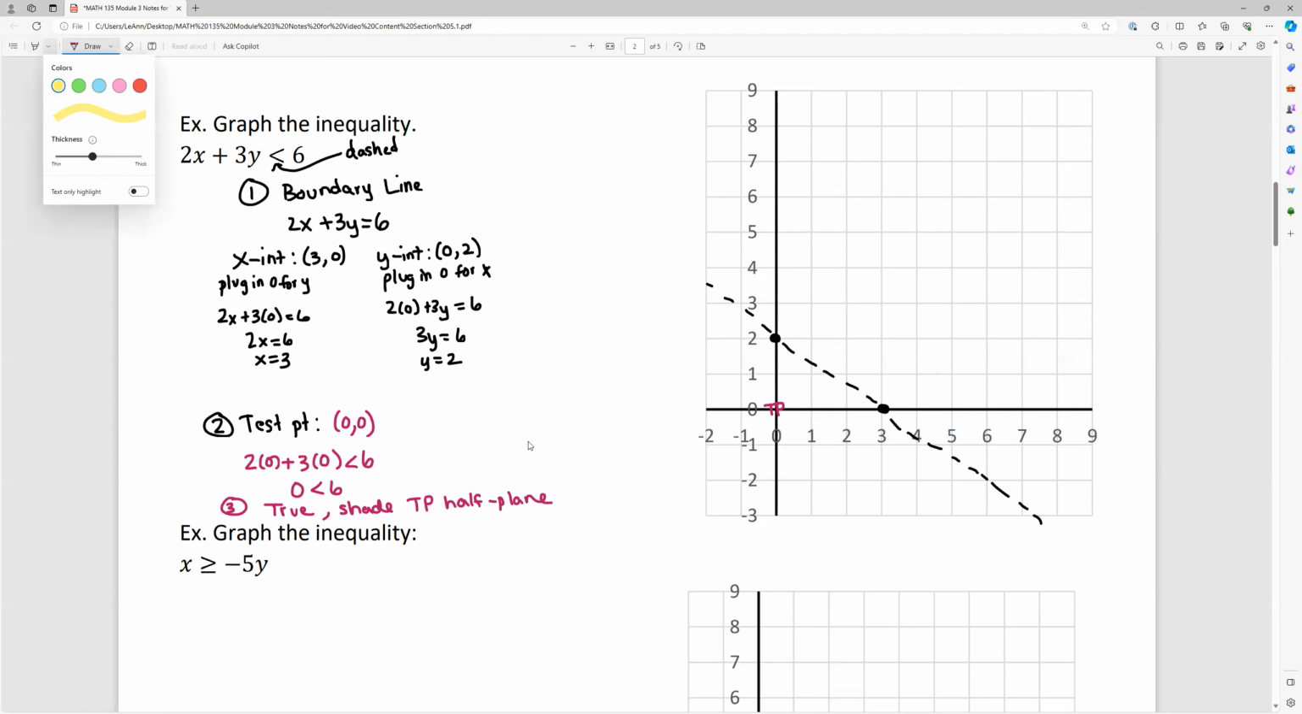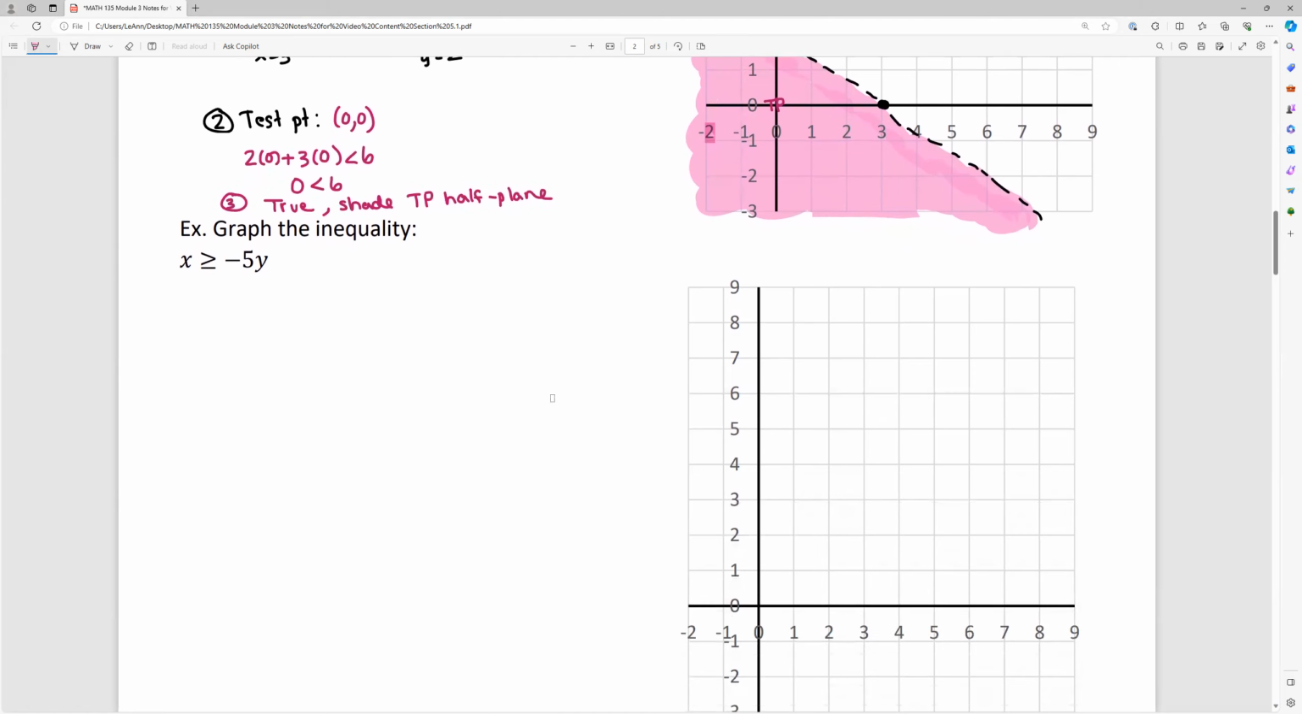I'm going to use my highlighter for this part. So since we got a true on this side, that means every single ordered pair all the way up to the boundary line, if I plugged any of those into my inequality, I would get a true statement. So if you checked, say, (1, 0) or (-2, -2), any of those that you plug in should all satisfy the inequality where the left side is going to be less than 6. Okay. All right, let's look at my next example.